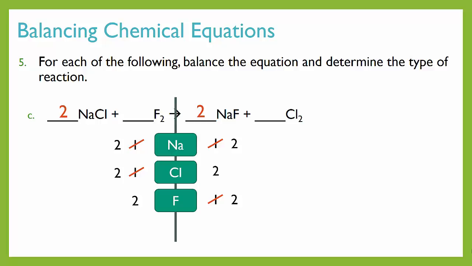So now my equation is balanced, and this is going to be a single replacement. You can see that the fluorine is kicking out the chlorine. So that's one element being replaced. The fluorine is a lone element. It kicks out the chloride, and that becomes chlorine as a lone element. So this is a single replacement.